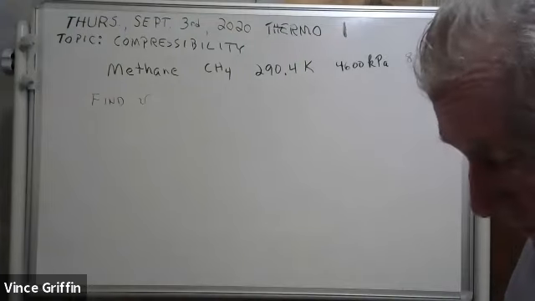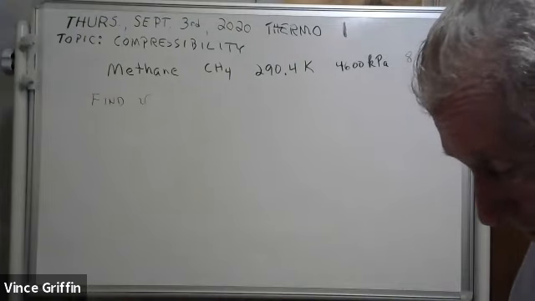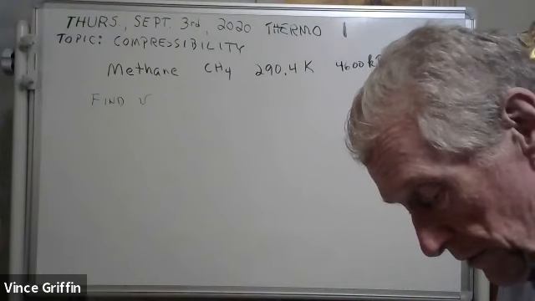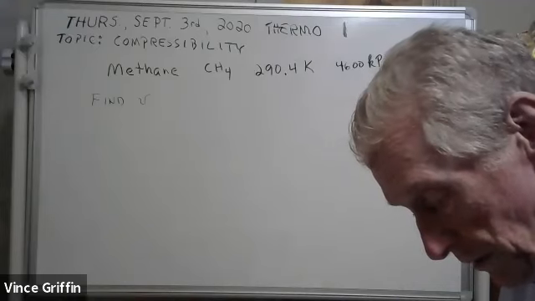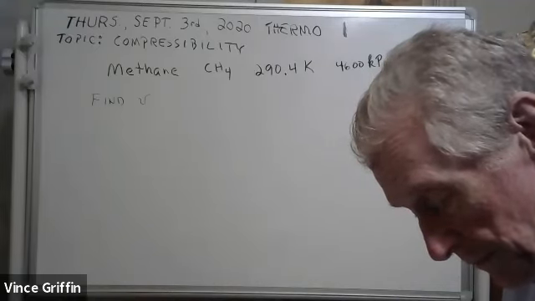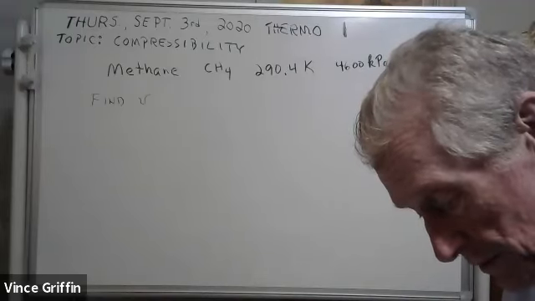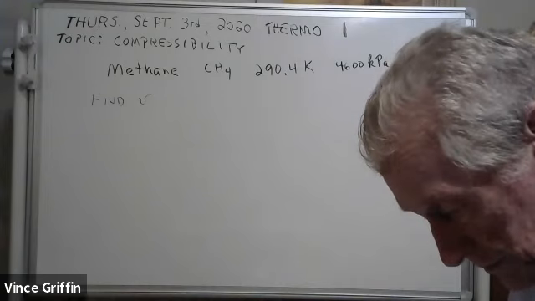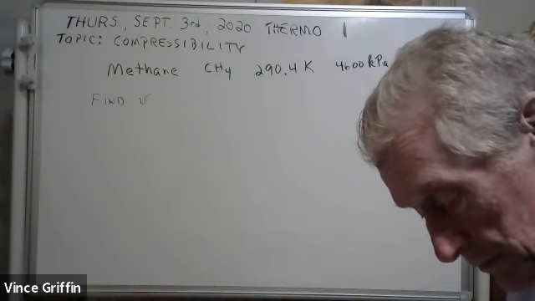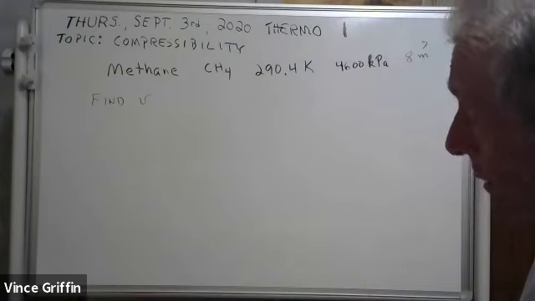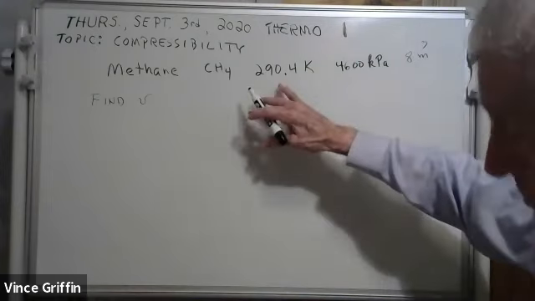Go to the back and help me find the methane table. Let's see. There's water, and carbon dioxide, R410A. I'm looking for methane. Nitrogen. Methane. Ta-da! I found it. Methane. Now we need the specific volume if you know the temperature.